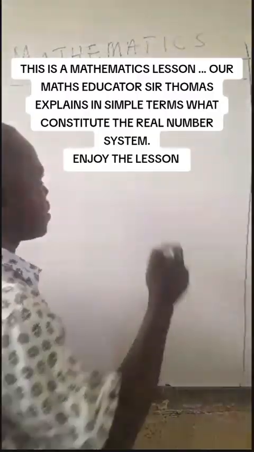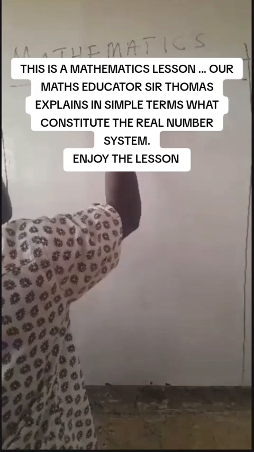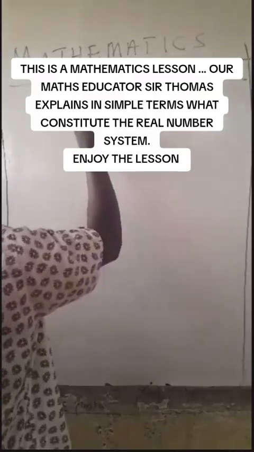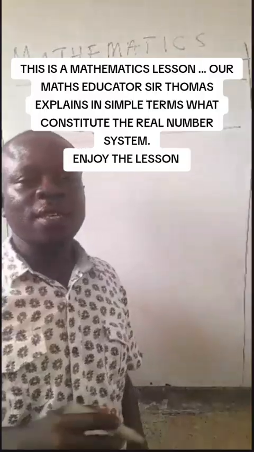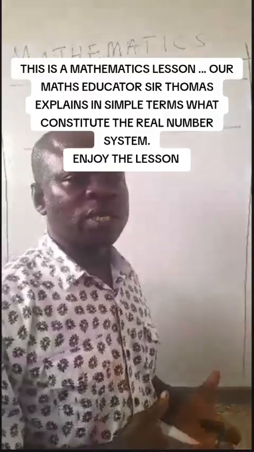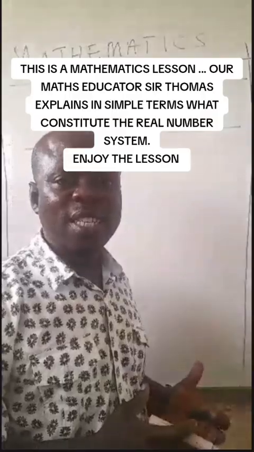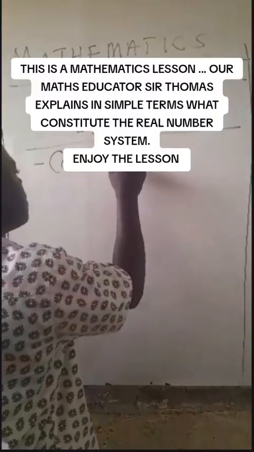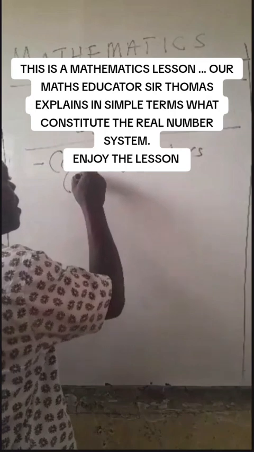It starts with this: the real number system. You know, it's a system, and that means that many things come together to form it. The system begins with a subset known as counting numbers, also known as the natural numbers. So we have the counting numbers. Some people call it the natural numbers.